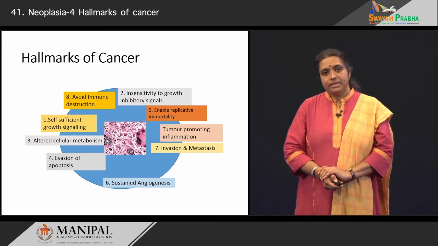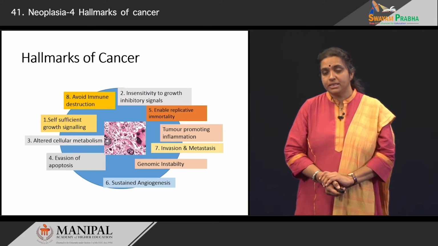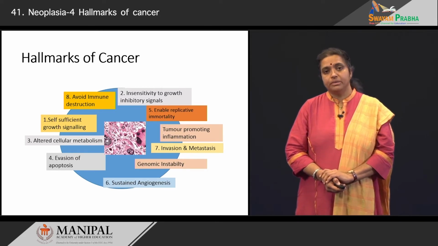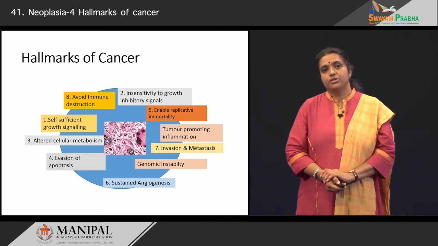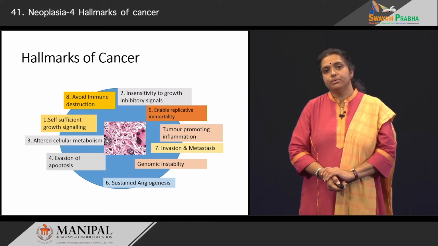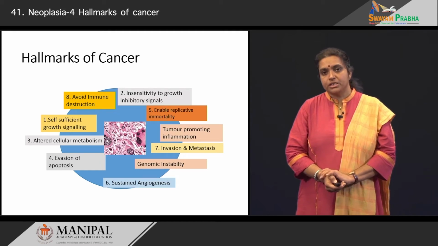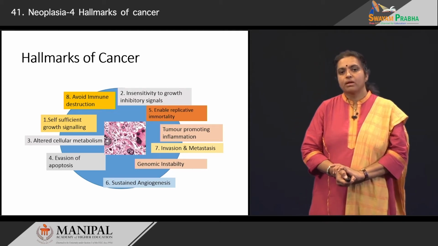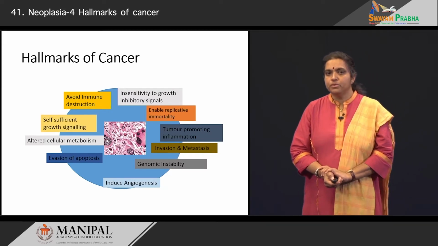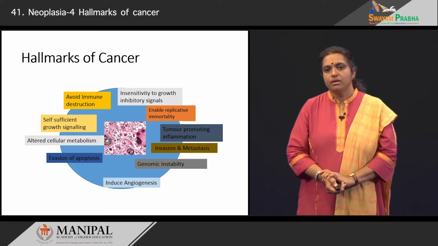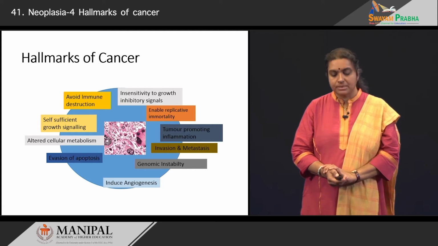To enable all these things to happen, cancers have genomic instability. They are fundamental to a cancer cell, and they also have inflammatory cells that are drawn into the tumor. So, they also play a role in allowing all these changes to happen within a cancer cell. Right. So, we will move on to the most important of these all, the first and foremost, the ability for self-sufficient growth signaling.